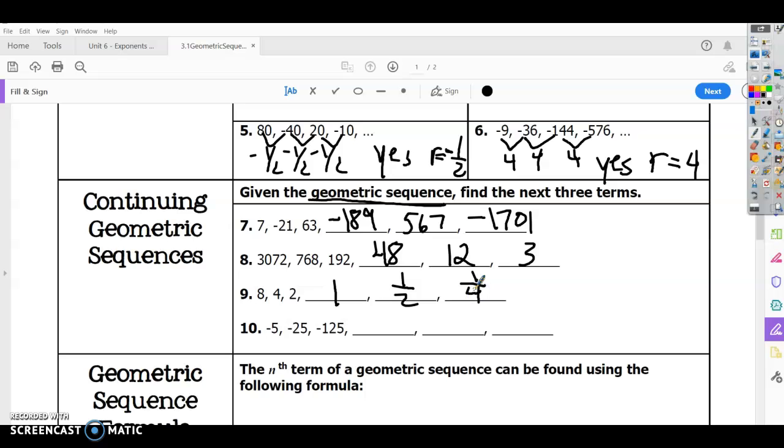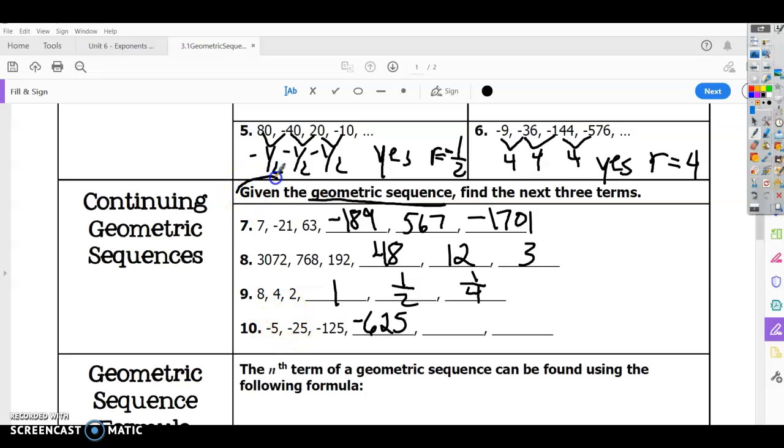All right, number 10. Negative 25 divided by negative 5. So that would be a positive 5. And I'm going to do negative 125 times 5 to get my next term, and that's going to be negative 625.